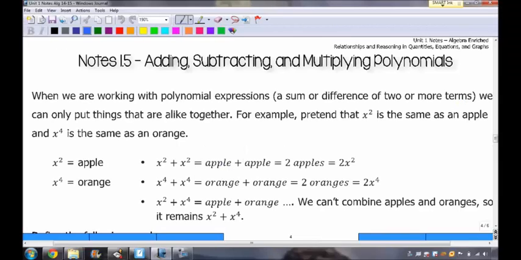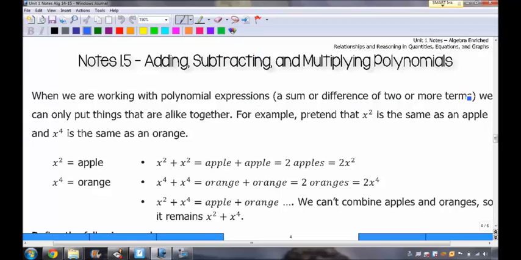Notes 1.5 are about adding, subtracting, and multiplying polynomials. So let's take a look at what's written on the top of your notes that you're looking at right now. It says when we are working with polynomial expressions, a sum or difference of two or more terms. Okay, so that's what a polynomial expression is.